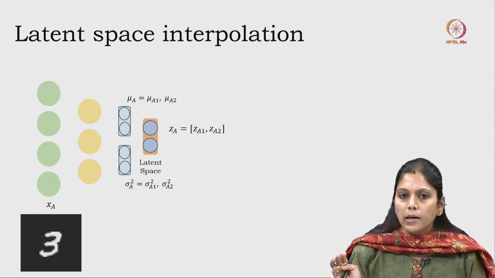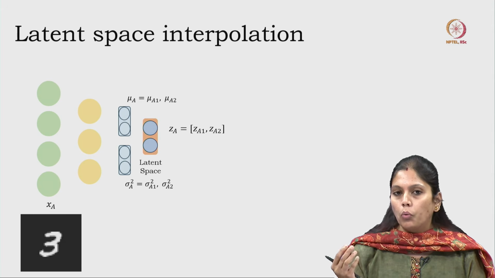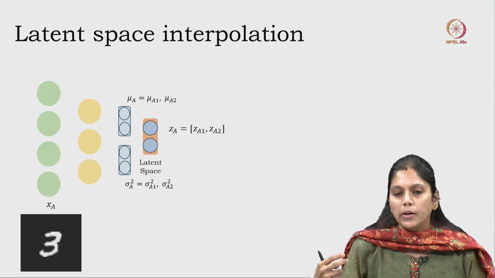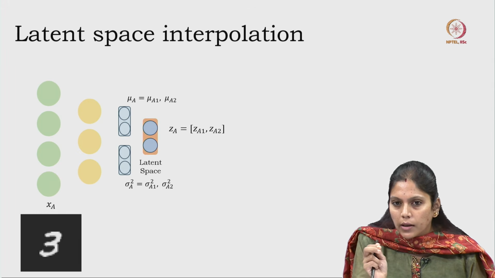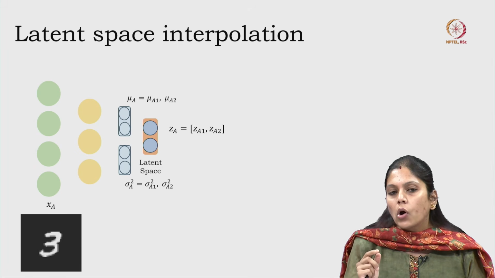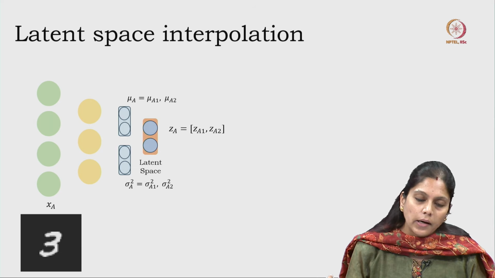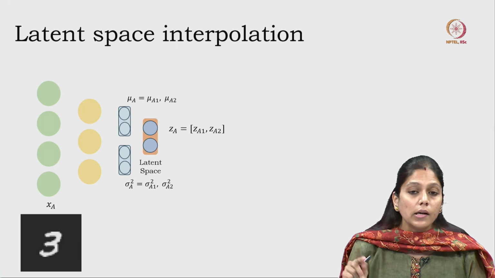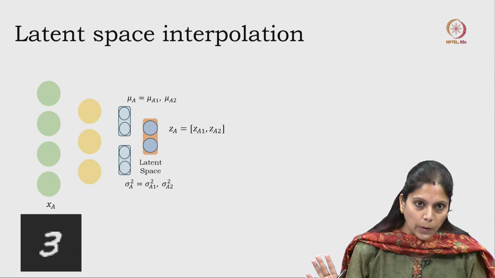From this, can I get Z? So what is that? Is it not that we get Z1, Z2? So instead of Z1, Z2, here I am slightly changing the names. Instead of calling it Z1, Z2, I am calling it ZA1, ZA2. Why ZA1, ZA2? Because this is the first image. That first image we are considering as XA. I hope this is clear to you.